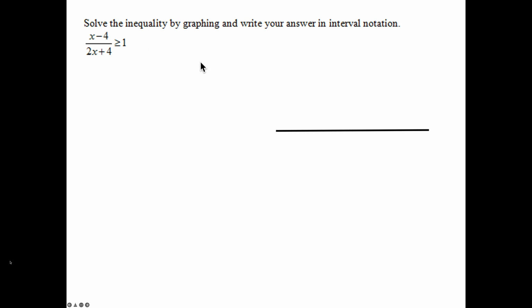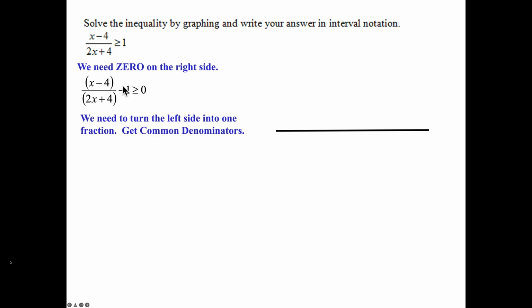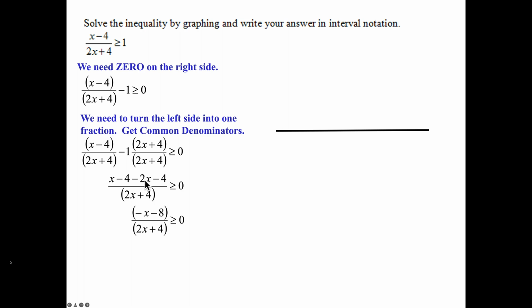All right, the next problem here, now it's a little different. Notice there's no 0 here. So before we can get this started, we need to have 0 on the right side, so I'm going to subtract over the 1. Now, we have to have one fraction. So we're going to take that 1 and multiply by 2x plus 4 to the top and the bottom. And that way we're going to combine like terms. So this -1 has to be distributed into the top. So -2x, -4, combine like terms. We're going to get -x with a -8.